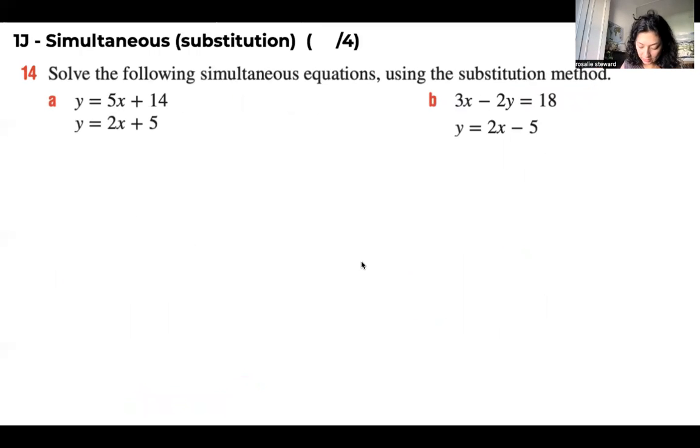Okay, so this is where things may start to get a little bit trickier. We're doing simultaneous equations. Simultaneous meaning at the same time, substitution meaning placing one into the other. So basically the point here is that you are trying to find where these 2 lines are crossing over. What is the point in space where they're crossing over?